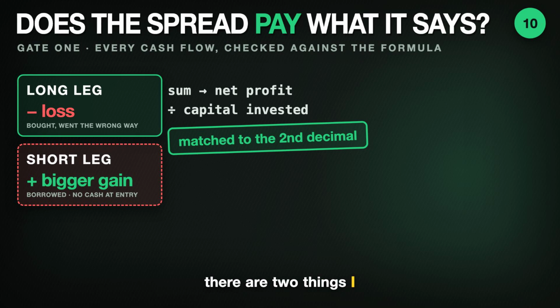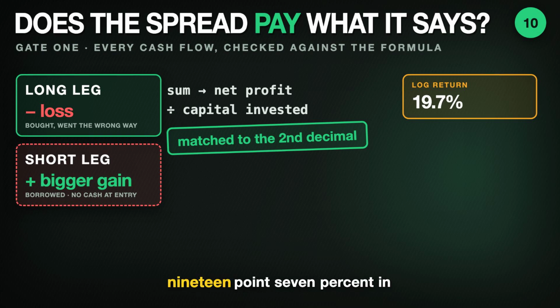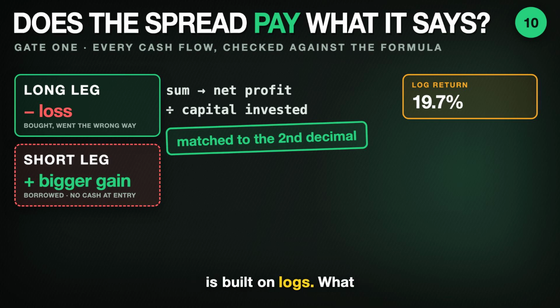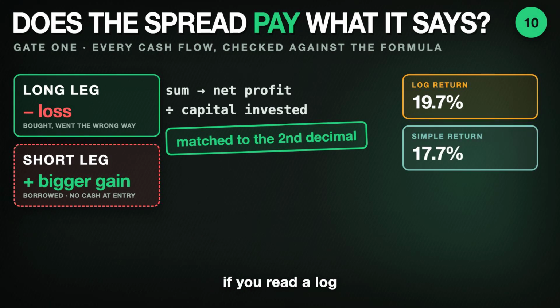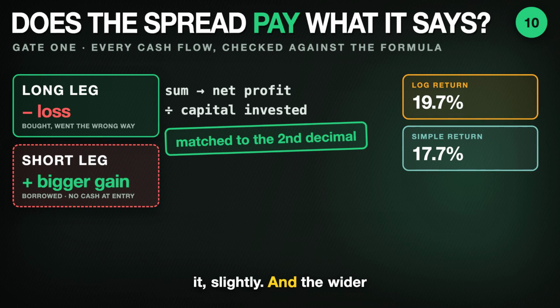But there are 2 things I have to be honest with you about. First, log returns and simple returns are not the same thing. The same trade came out at roughly 19.7% in log terms and roughly 17.7% as a simple return. The spread we have used since part 4 is built on logs. What shows up in your account is a simple return. So if you read a log spread value straight off the chart and call it your expected return, you are overstating it slightly. And the wider the spread, the wider that gap gets.